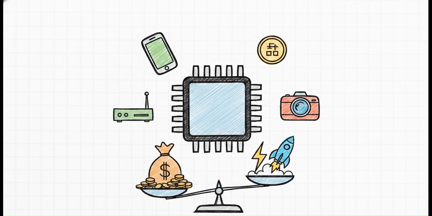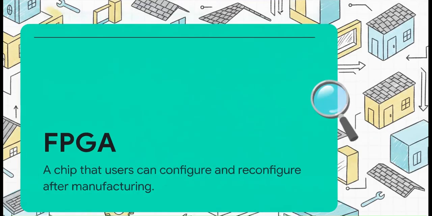It's wildly reliable, so that massive upfront cost pays off beautifully when you're mass-producing millions of something, like a smartphone. Now contrast that with the FPGA, our modular house. An FPGA is a chip that users can configure and crucially reconfigure even after it's already been manufactured. You can basically think of it as the ultimate blank hardware board.